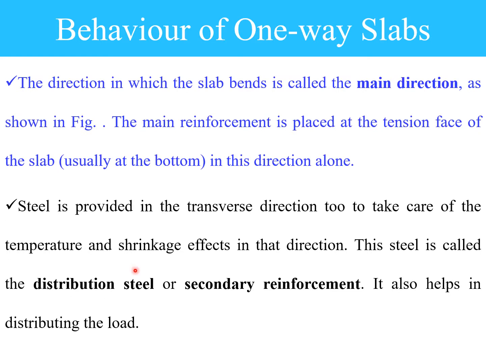Behavior of slabs in one-way slabs. The direction in which the slab bends is called the main direction, as shown in the figure we have previously seen. Main reinforcement is placed along the tension side of the slab, usually at the bottom, in this direction alone. Steel is provided in the transverse direction to take care of temperature and shrinkage effects in that direction. This steel is called distributor steel or secondary reinforcement. It also helps in distribution of loads.